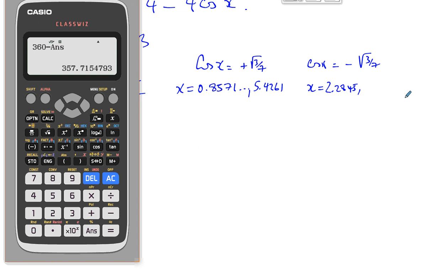Hold on, what am I doing? It's not 360, it's 2 pi. Be very careful: 2 pi is 360, but we're doing radians, so it's 2 pi. That was a bit strange. Let's just do that again. We've got 2.2845, and we want 2 pi minus that answer, which will give me 3.9987.